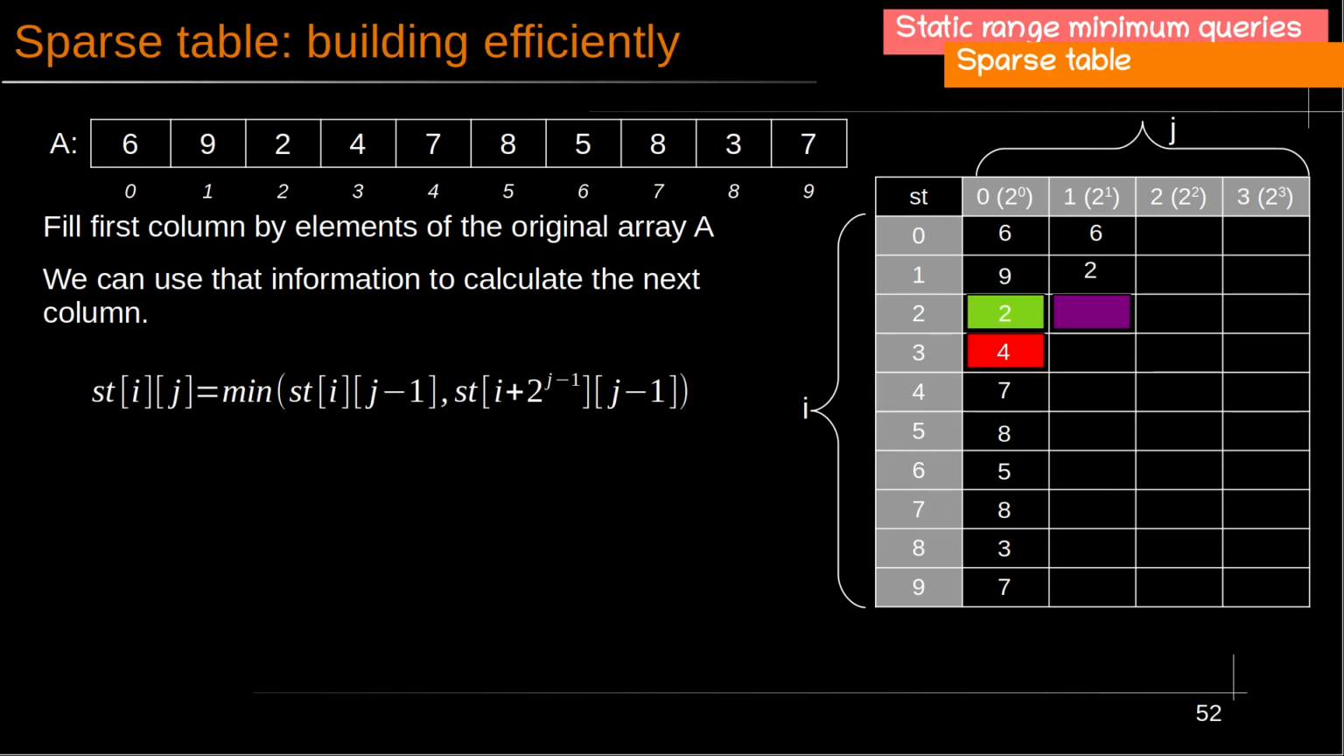And we'll continue like this for the next values of the second column. This purple value here is the minimum between 2 and 4, these 2 ones. And this is 2. And this is 2, which is 7, and so on, until filling the entire column.